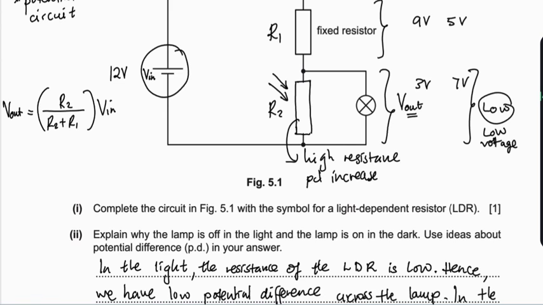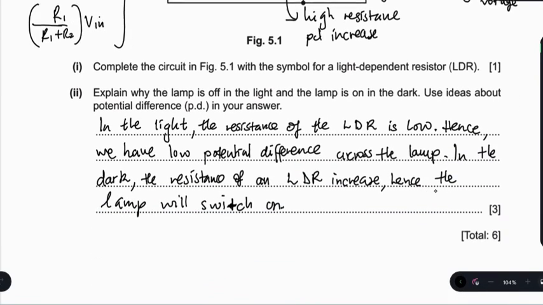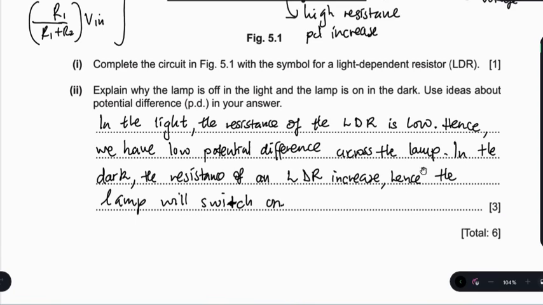If you want the V out across the fixed resistor, you'll have R1 over R1 plus R2 times V in. So you can use these formulas in case there are some calculations involved in this particular question. But in our case, we just are supposed to explain things. So this is how you can write down your answers.